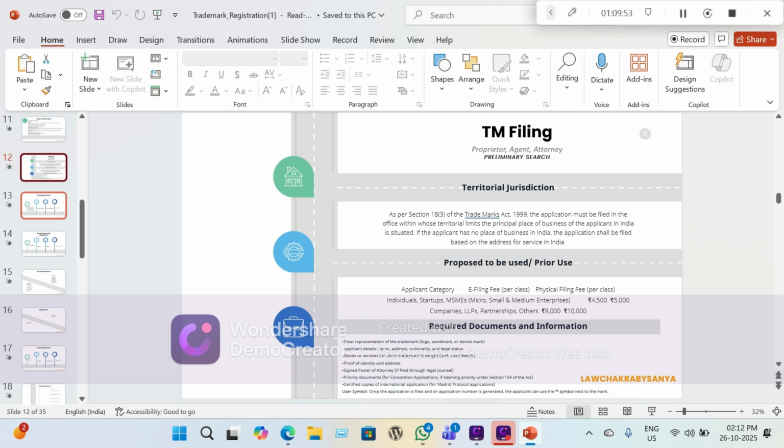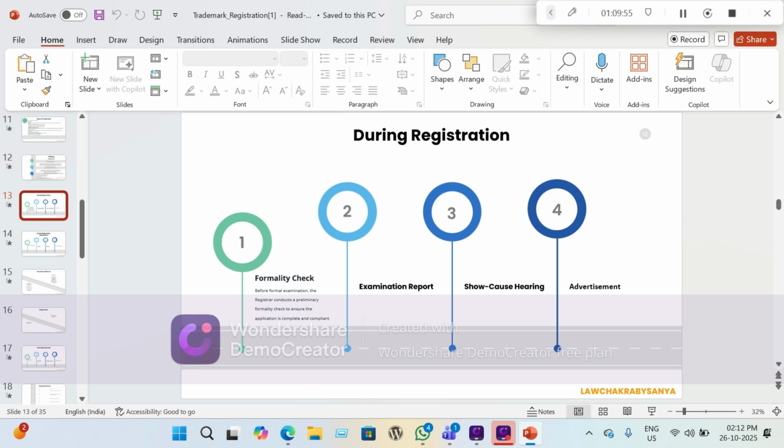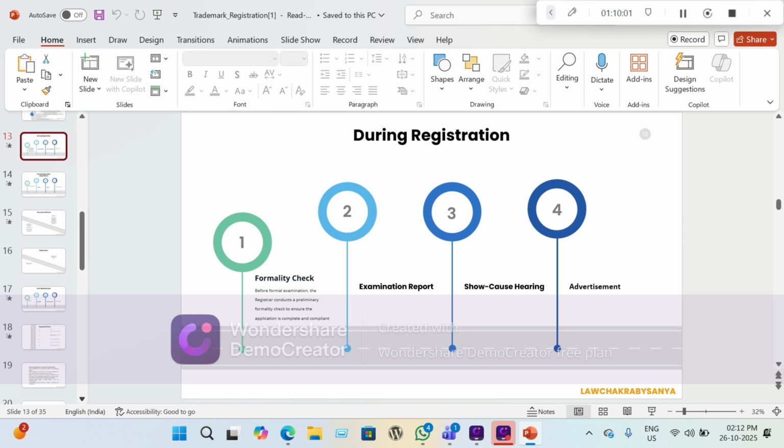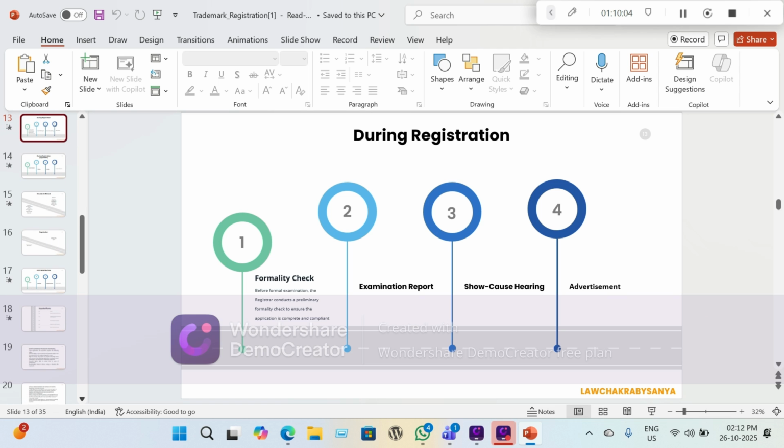Now, these are the during registration steps that you have to be wary of. Once your application is filed, it is filed online. Physically, also you can file it. They'll charge you more. You'll have to get a lot of papers in order. So it's generally not recommended. E-filing is the easiest way out, and all the payments you can do online. So it's very comprehensive in that manner.